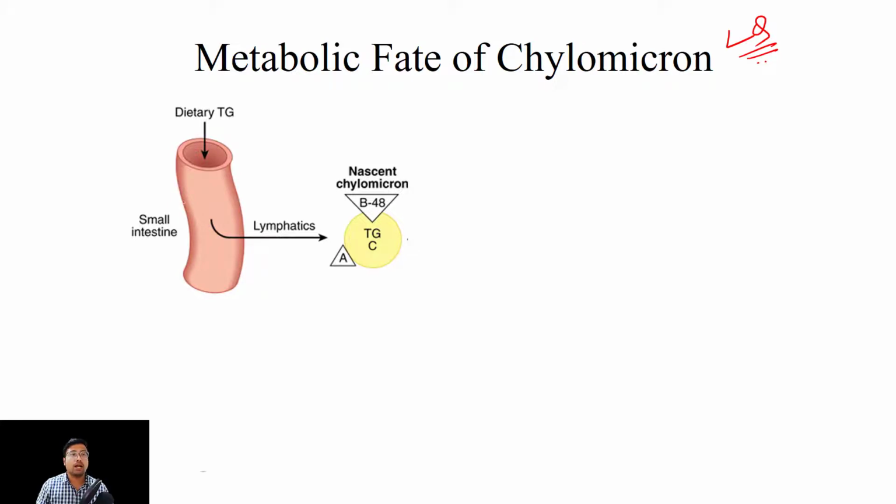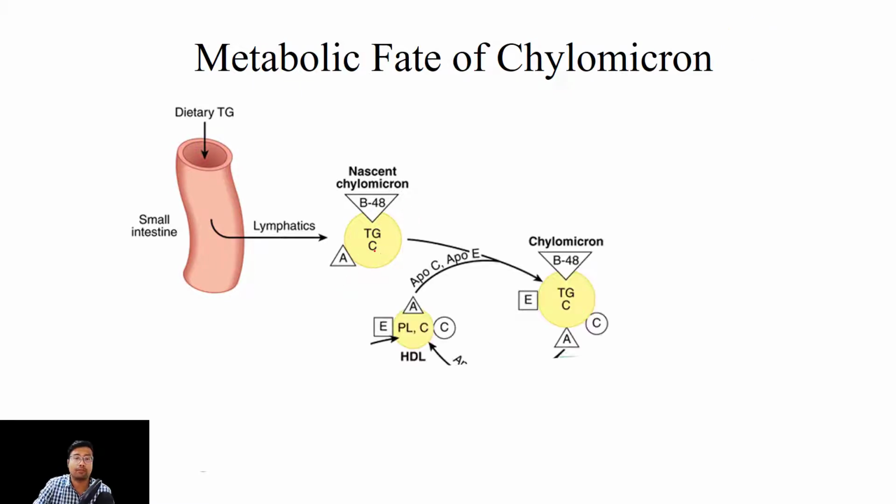So to start with, dietary triglyceride. I already showed you the brush bordered cell. The chylomicrons are formed and they get absorbed into the lymphatics. Over there it is known as nascent chylomicron. It has got a core of triglyceride and cholesterol, and the apolipoproteins that are attached are ApoB48 and ApoA. Alright, so what happens to it?